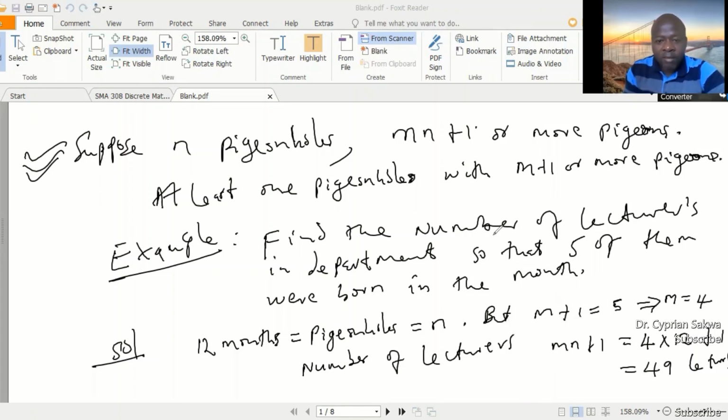So that is how we generalize the pigeonhole principle, and you can see how we've used it. The good thing is to try to understand the statement of the pigeonhole principle and the statement of the generalized pigeonhole principle, and try to read more on how to apply them and look at more examples.